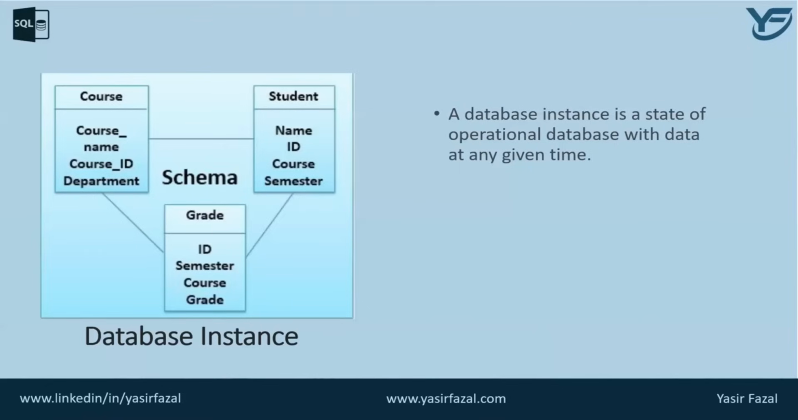Whereas when I talk about the database instance, the course table will contain information within its columns. For example, there can be many courses like maths, English, biology, physics, chemistry. These are course names, and this is the data that will be captured by the database instance. This is the basic difference between the database instance and the schema.